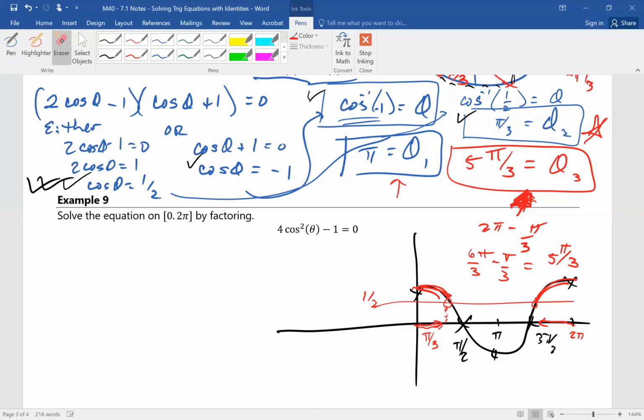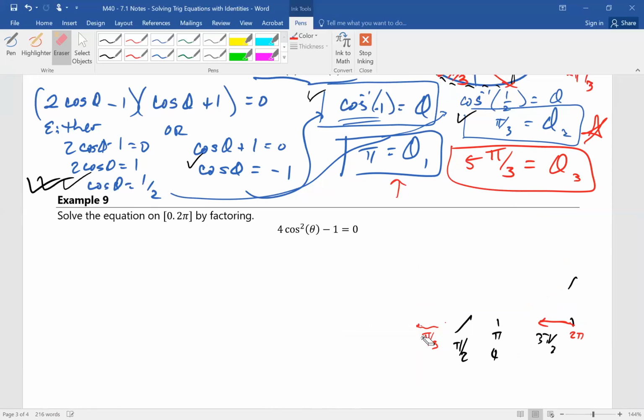Later on, this graph will save you. But anyways, that's a little glimpse into the future, and I'm not trying to scare you. For now, make sure you always give as many answers as you can on the interval that they're looking. So in our case, for example 9, let's do a little bit more.